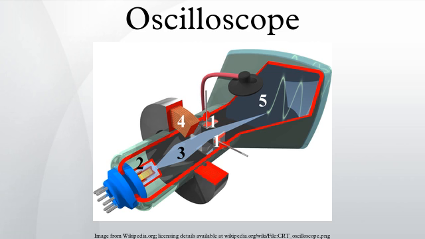Inputs: the signal to be measured is fed to one of the input connectors, which is usually a coaxial connector such as a BNC or UHF type.